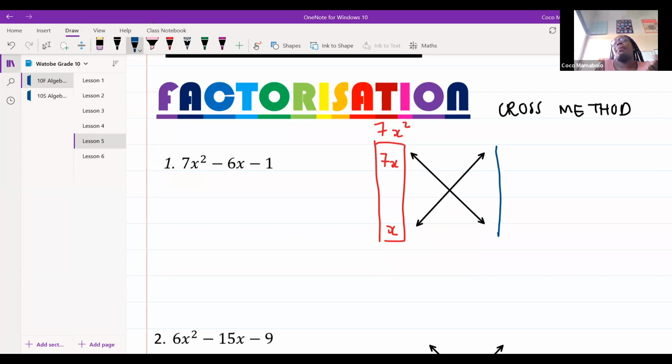So I can just go 7x times x, and that's going to give me 7x squared. Now, I've started with an easy example. See, I felt bad for you guys. Here we go. Okay. Now, over here, I need the factors of this last number over here. So in the front, we want the factors of 7x squared. And over here on the other side, I want the factors of 1.